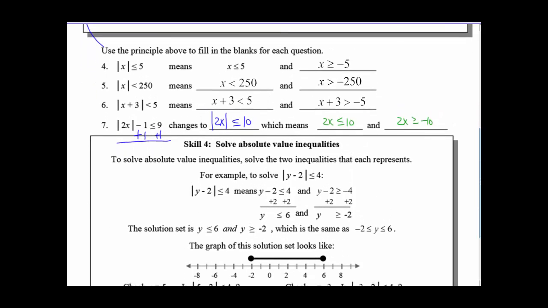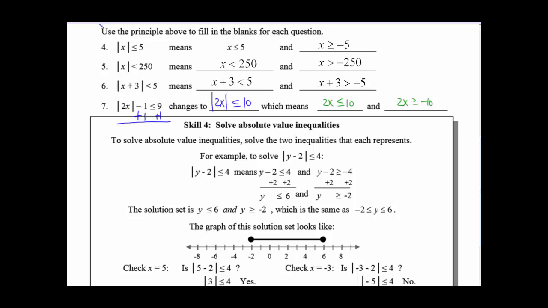So skill 4 says, with absolute value inequalities, if we have the absolute value of y minus 2 less than or equal to 4, we have y minus 2 is less than or equal to 4, and y minus 2 is greater than or equal to negative 4. And then we treat it just like part A, where we're going to solve both equations the same way. We have to get y by itself by adding 2. So we get y is less than or equal to 6, and y is greater than or equal to negative 2.